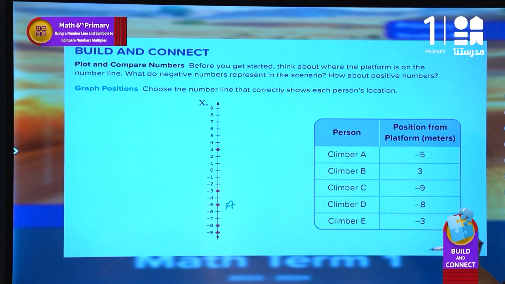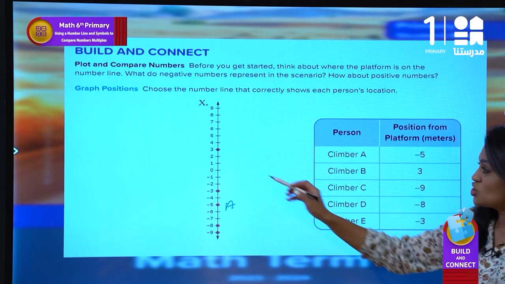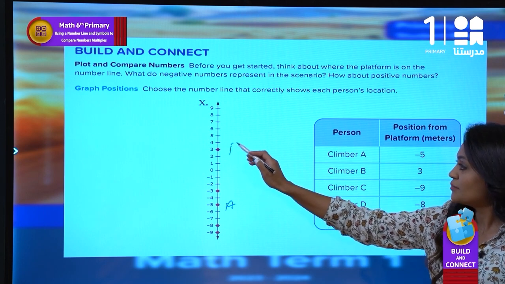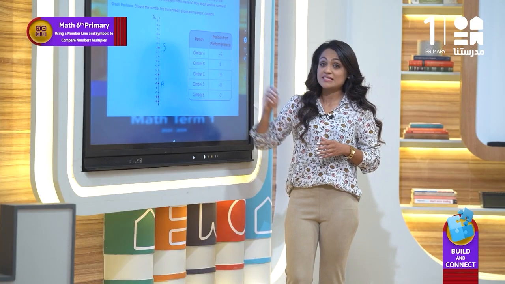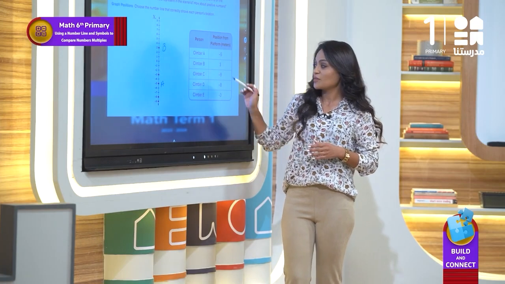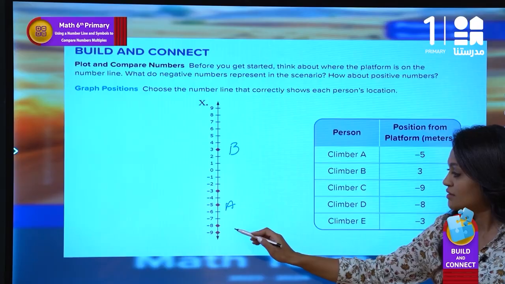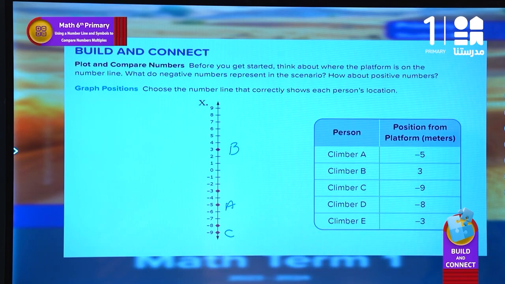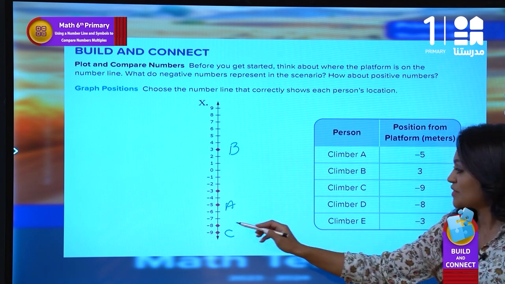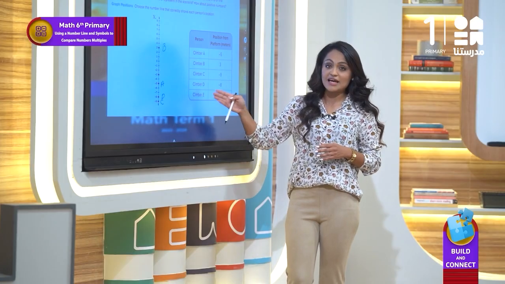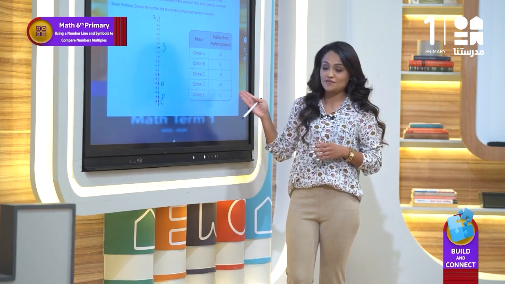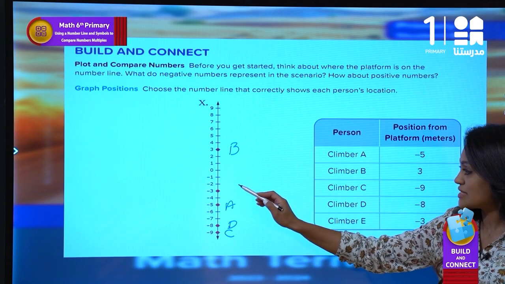Climber B, exactly, it's 3. So we're going to write here B. So what about climber C? Good job, it's -9. So right here, C. What about climber D? It's exactly -8. So here is D. And finally, here is climber E, which is -3. So here's climber E.